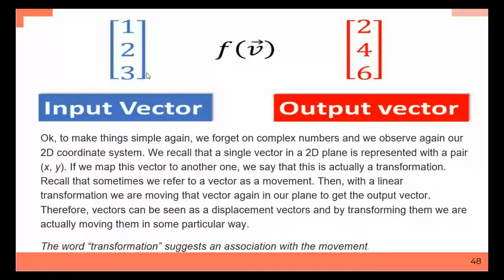Alright, the values might have changed, but at last we'll have movement or displacement. The total displacement. With a linear transformation, we are moving a vector in our plane, that is 3D plane, to get our output vector. By transforming the vectors, we are actually moving them in some particular way after applying the function. Just analyze movement or displacement. Okay, let's draw that and let's understand.